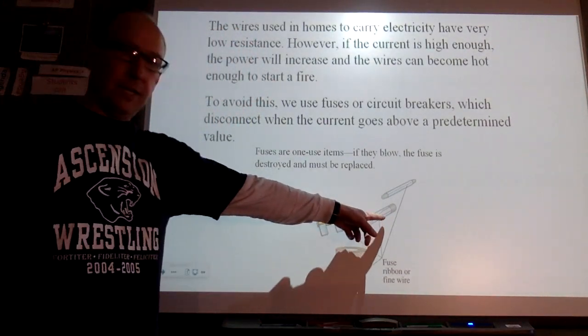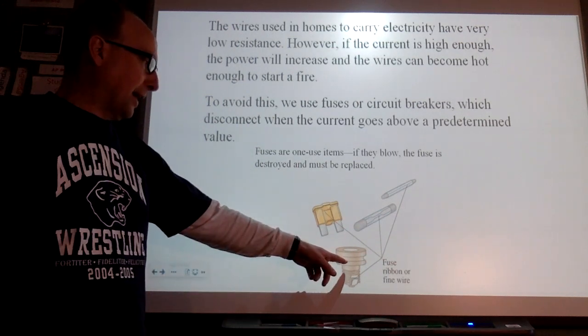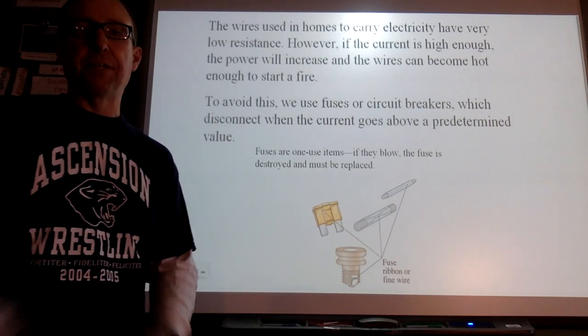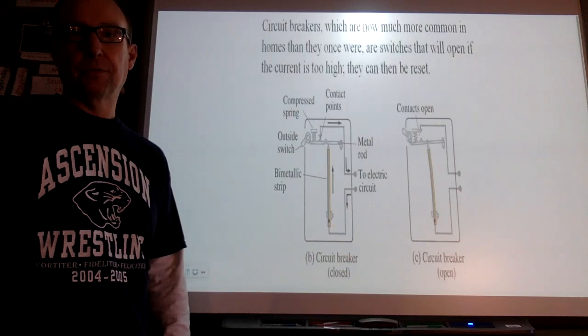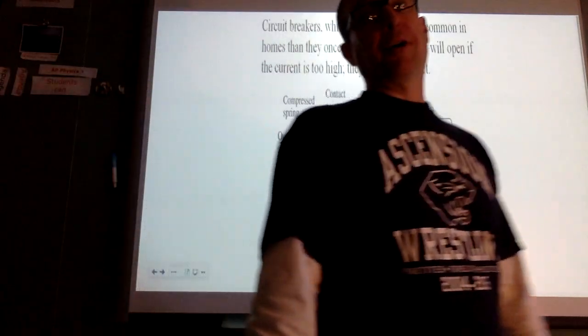So these would be like the ones in holiday lights. These are the kind that used to be in homes. This is the kind that would be in a car. And it's just a sacrificial piece of metal that you have to replace, which is different than a circuit breaker.